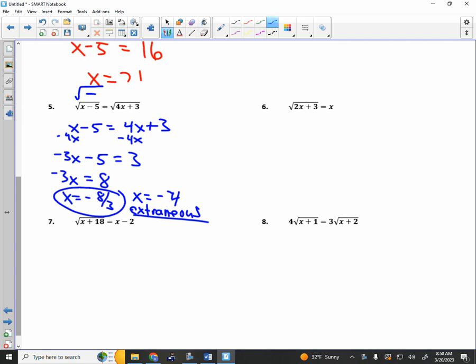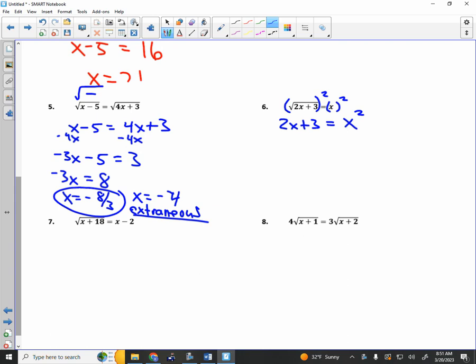Let's try this one. I'm going to square both sides. And by the way, you don't know if it's an extraneous solution unless you check it every single time. Anytime you square both sides or something, you should check. And I get 2x plus 3 is equal to x squared. Uh-oh, now I don't just have x to the first power. Anybody know how we solve when it's x to the second power?